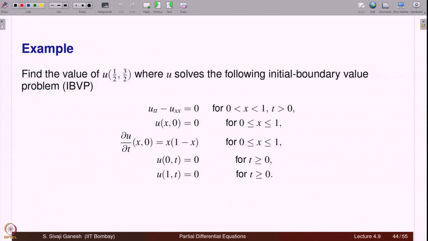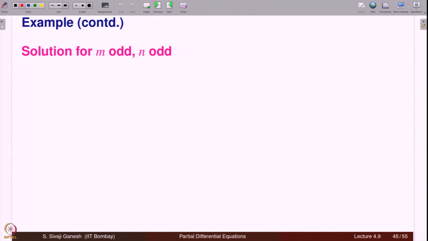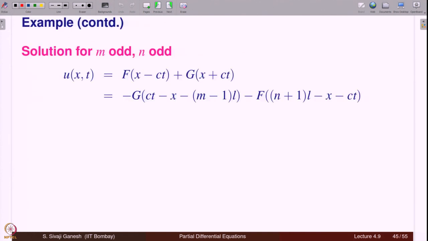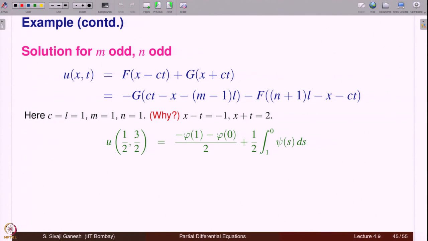So, find the value of u(1/2, 3/2), where u solves the IBVP given here, where I have given psi equal to x times (1 minus x), phi is 0, and as usual the Dirichlet boundary conditions, which are 0 here. So the solution for m, n will apply here, because we have c equal to 1. So x minus t is 1/2 minus 3/2, that is minus 1, and x plus t is 2. So m equal to 1, n equal to 1, that is what you have to explain, the reason I have written here. The formula is precisely this, which is here, and it is a matter of computing this integral, which gives minus 1/6.